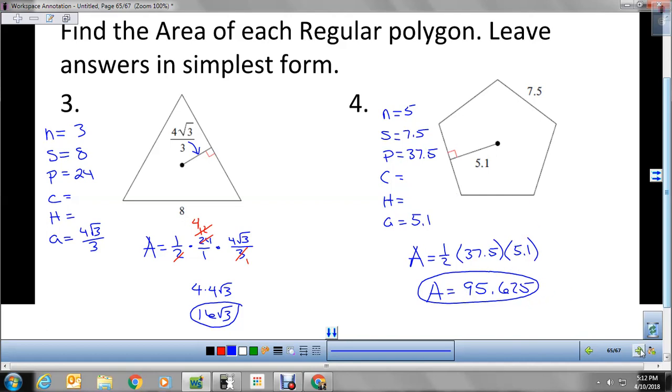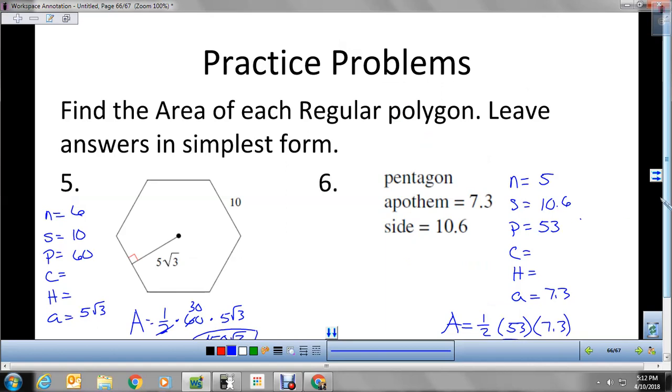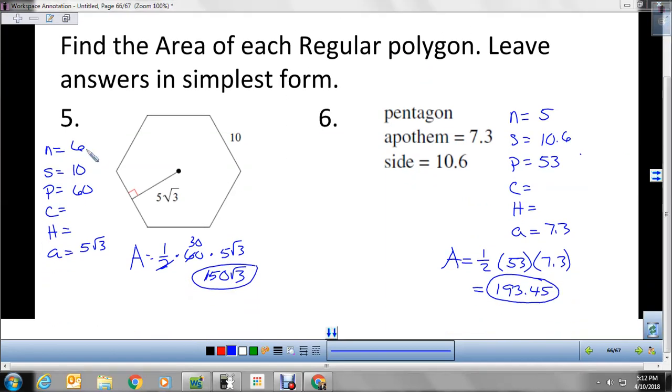So let's go to number 5 and 6. Number 5, we have 6 sides. The side length is 10. Perimeter would give us 60. The apothem is 5 radical 3, which was given, so now it's a matter of setting up our fractions. 1/2 times 60 times 5 radical 3. 2 goes into 60 30 times, and 30 times 5 is 150. Bring down the radical 3.